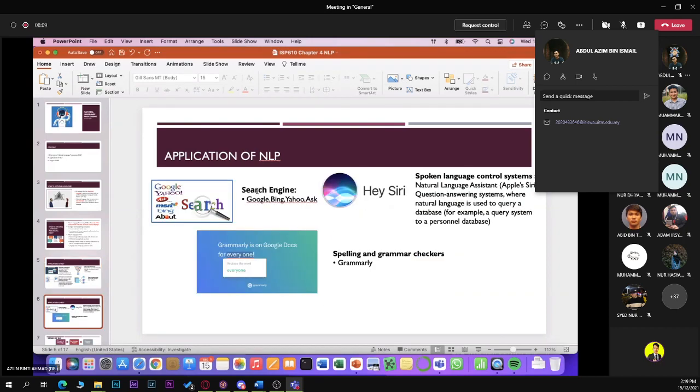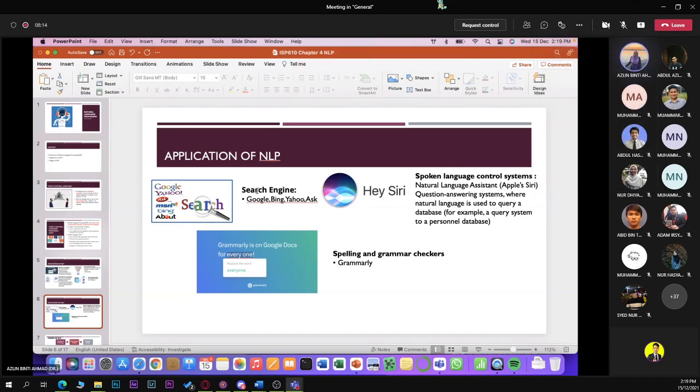And not only that, for search engine, dah ada tadi. And then for spoken language control system and also spelling and grammar checker. Previous semester, there are few students who did this spelling and grammar checker, and some of them ada buat tentang ni spoken language control system. They tried, for example, when they say left, it will go to the left direction. Dia macam tu, dia pakai, dia embed dengan Arduino if I'm mistaken waktu tu.